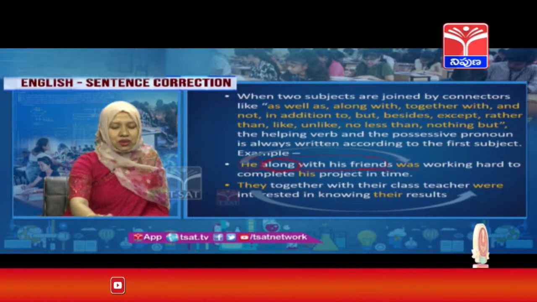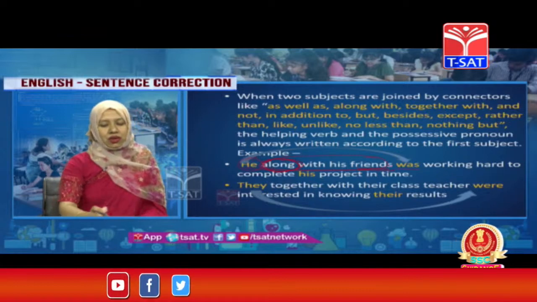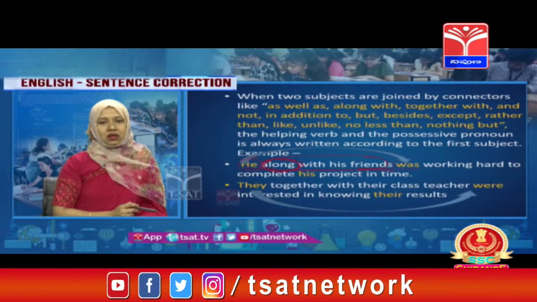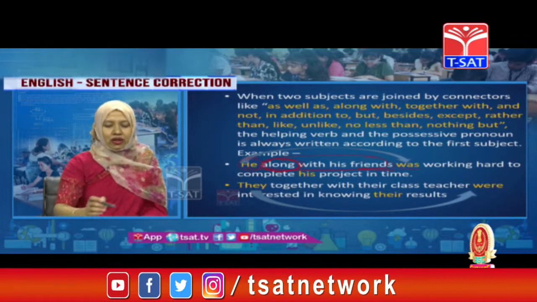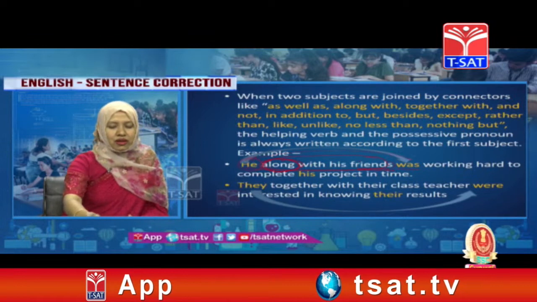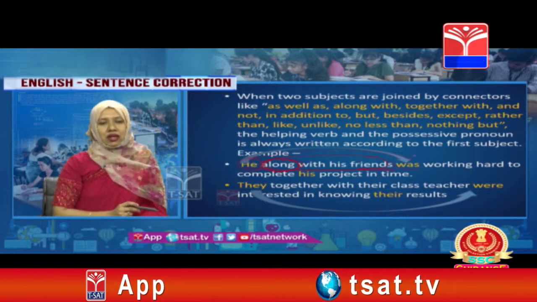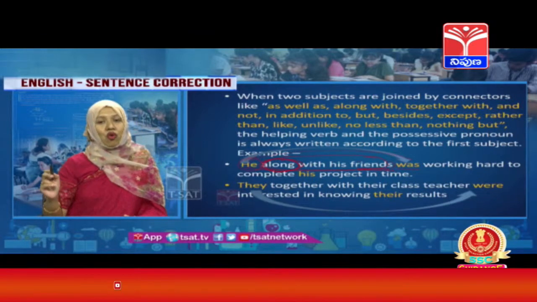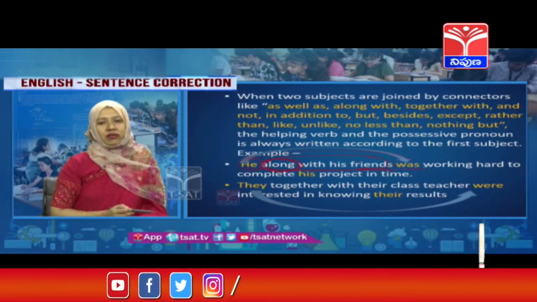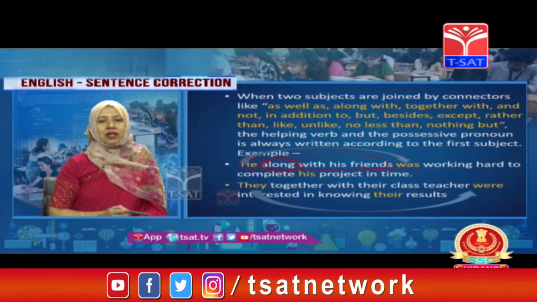One is a singular subject, the other one is plural subject. You can see friends, S, it's plural. So whenever such kind of sentences are there, you should talk about only the first subject. He along with his friends was. The helping verb should be was, working hard to complete his project.